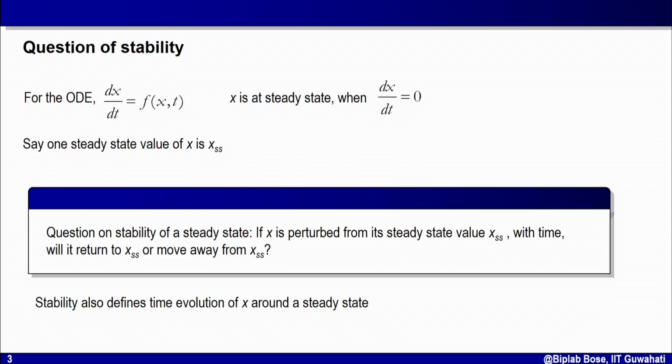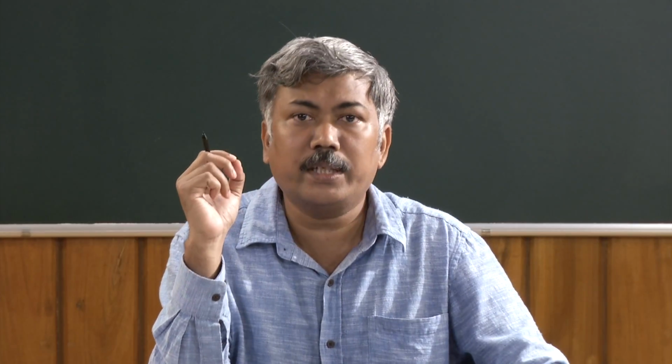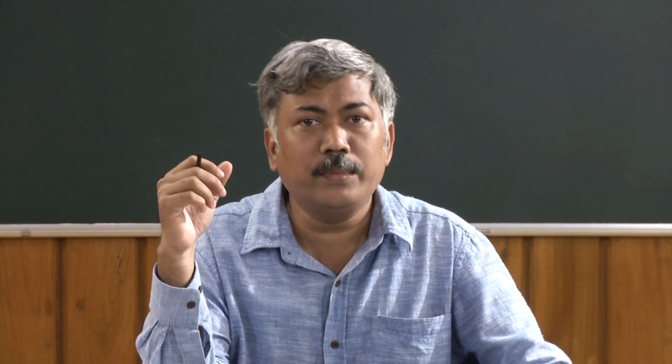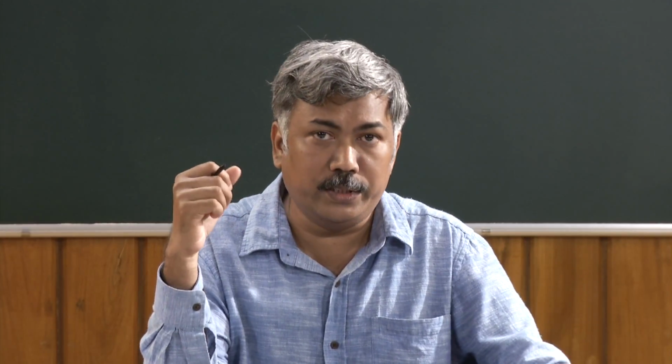Suppose I have an ODE as given here, dx/dt is equal to a function of x and t. As I discussed just now, at steady state dx/dt will be 0. Let us call the value of x for which dx/dt is equal to 0 in this ODE as xss, the steady state value of x. Now suppose the system is at xss. That means right now the value of x is at xss. So the system is in steady state, and dx/dt is 0.